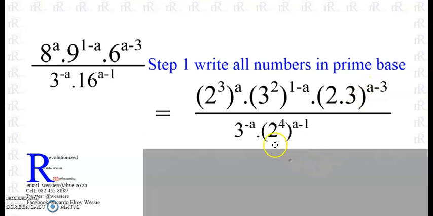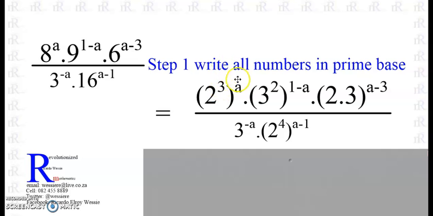Then we go to the bottom. You will see I did not write here 4 squared, but I wrote it as 2 to the power of 4. 4 is not a prime number. Therefore, I write it as 2 to the power of 4. Now, when I have numbers on top and I have numbers at the bottom, meaning there's division that is happening, we can subtract the exponents at the bottom from the exponents that is on top. But let's first write the exponents to their powers to simplify it.